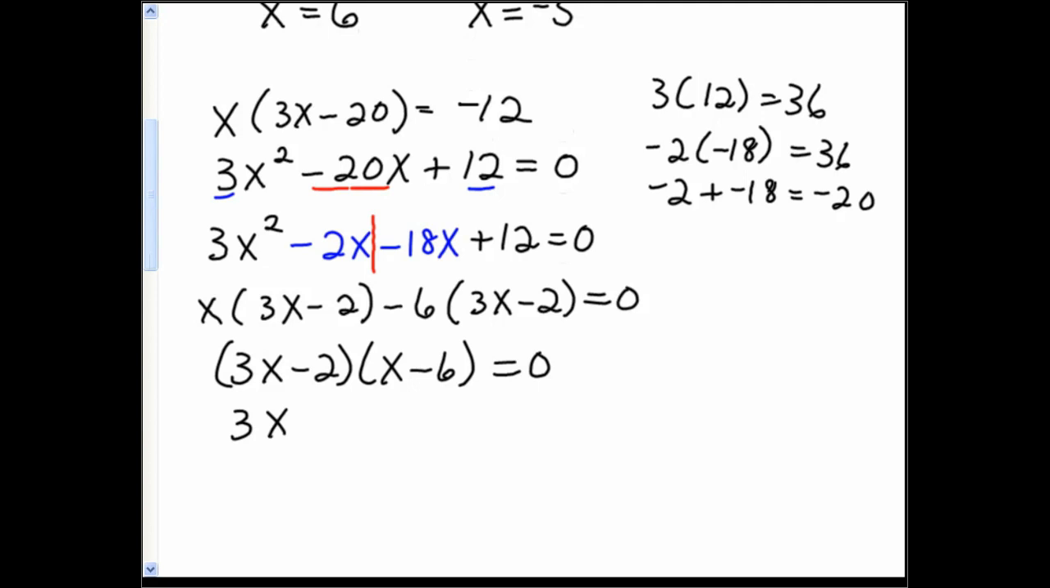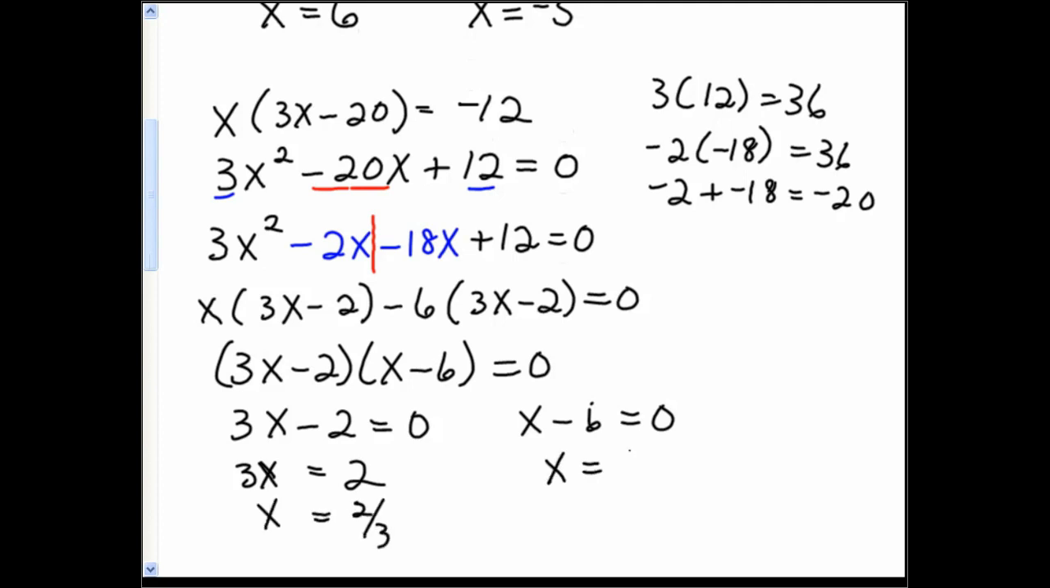Set each of these factors with a variable equal to 0, and then solve for x. So here we'll have 3x equals 2, x will equal 2/3, and then x will equal 6. So the two solutions are 2/3 and 6.